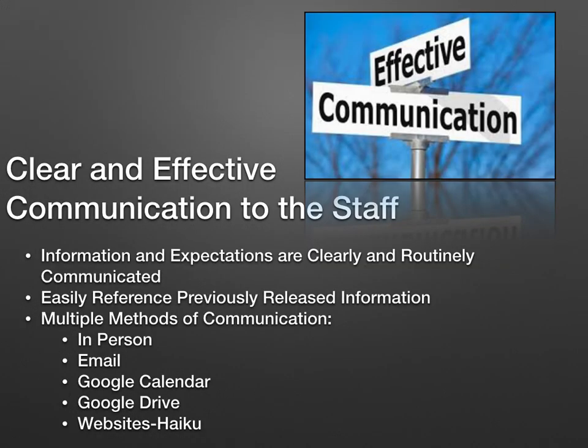A principal needs to communicate clearly and effectively to their team. It is important to use a variety of methods to disseminate expectations and information. Staff need to be able to easily refer back to information. A variety of formats to communicate are in person, email, and organizational tools such as Google Calendar, Google Drive, and websites such as Haiku. When the staff knows what, where, and when things are taking place, it lowers the anxiety level for everyone.